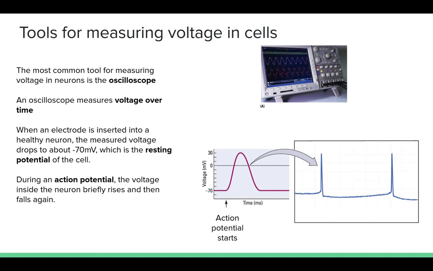As we're going to see, this is the main signal that neurons use to communicate with one another. And we're going to talk a lot about this. We're going to talk about how the action potential is generated, and how it's used in the transmission of information from one neuron to the next. But just experimentally, we can use an oscilloscope not just to measure the resting potential, but also to measure the presence of action potentials.